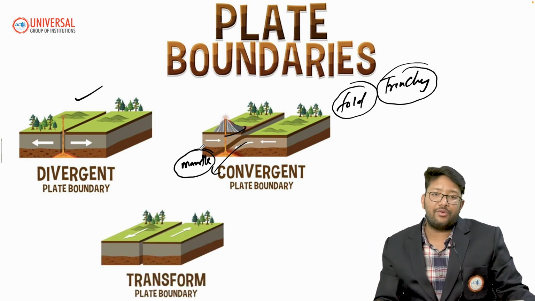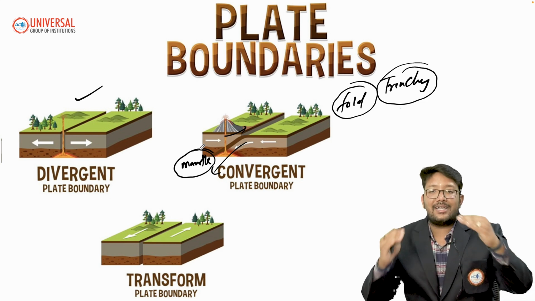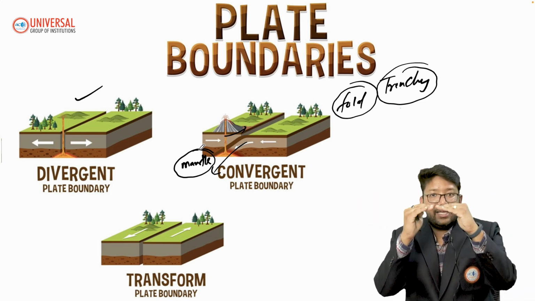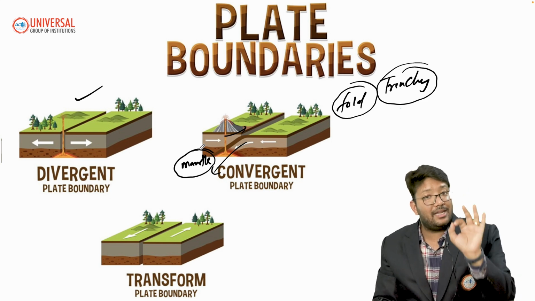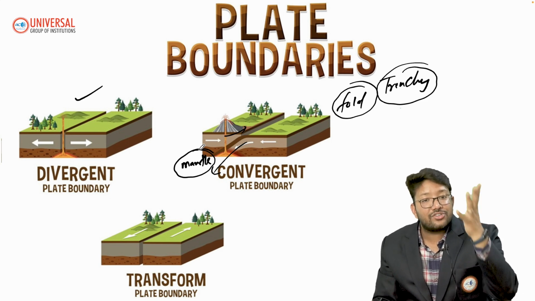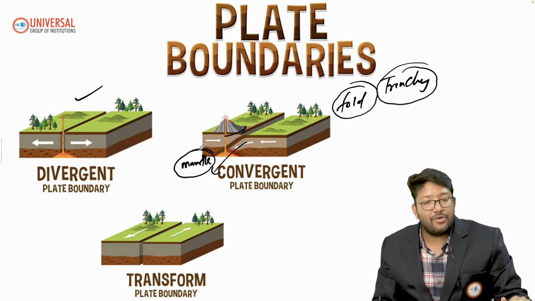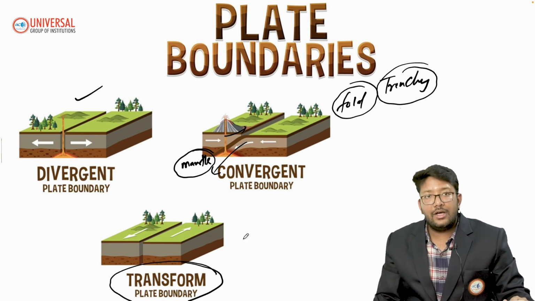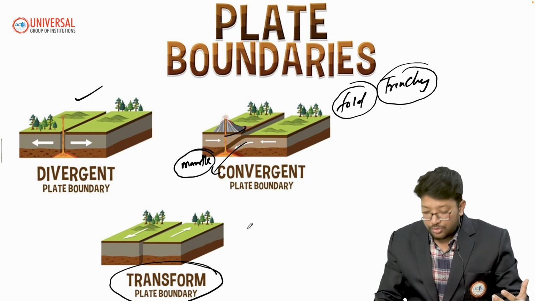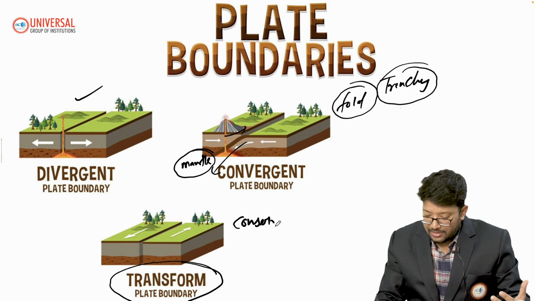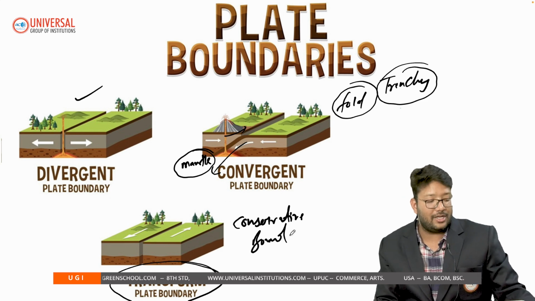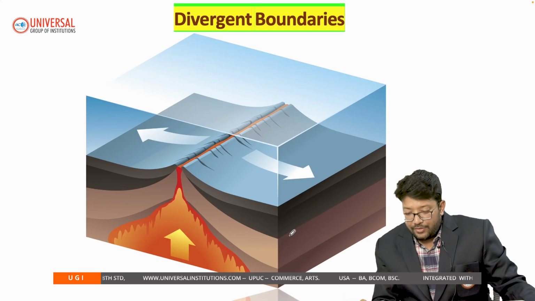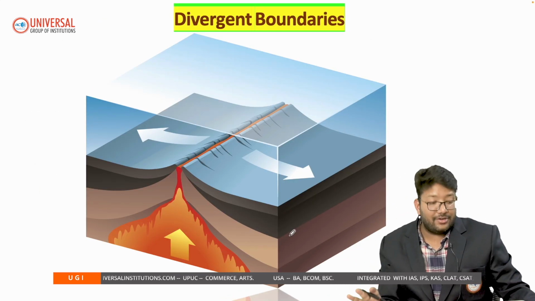The third one is the transform boundary. Suppose two plates slide past each other. That is called a transform boundary. Nothing is getting destroyed and nothing is getting constructed. Remember that. This boundary is also called a conservative boundary, because something is conserved. So there are three types of plate boundaries, and we will first talk in detail about divergent plate boundaries.